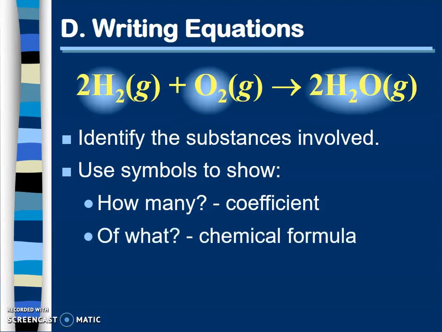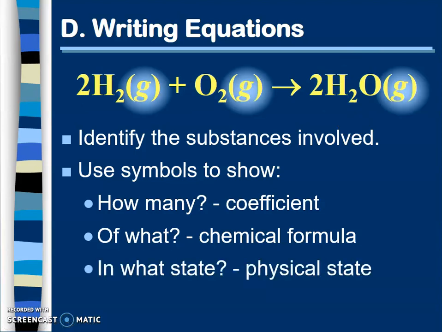It also tells us of what. That's the chemical formula. So, 2 H2s. So remember those diatomic elements. Remember on your periodic table that pattern that you see. Hydrogen is diatomic. So if you have hydrogen by itself, it's not going to be just H. It has to be H2. Same goes for oxygen. It's another diatomic. So we have 1 oxygen. Okay, 2 waters, dihydrogen monoxide. So the chemical formula tells you what the substances are. And then we can also say in what state. So what physical state are they in? In this particular example, they're all gaseous. So they're all in the gas state.